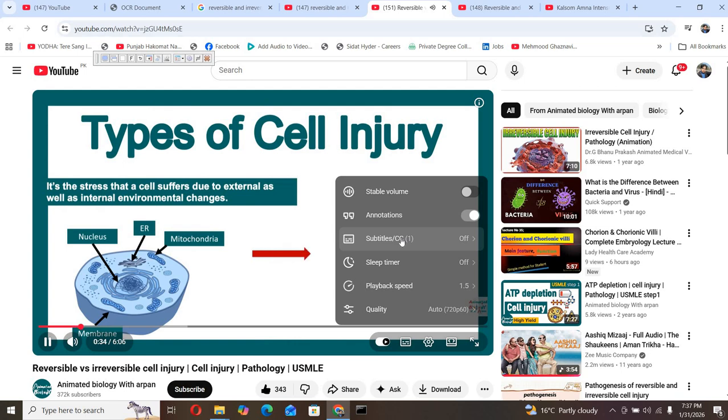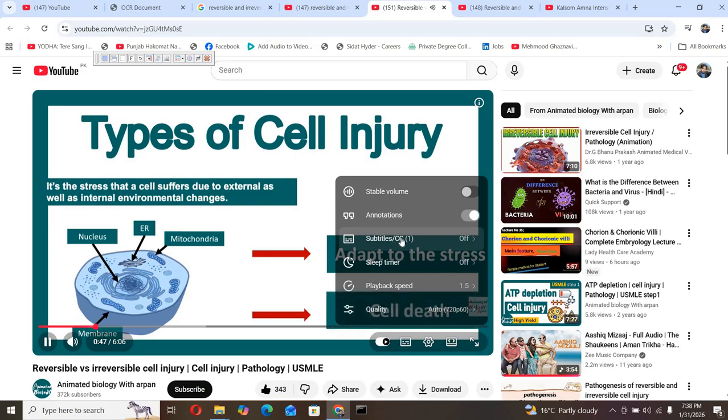So there could be two consequences of injury. One, the cell tries to adapt to the stress and regain its own physiology or function. Another is a more extreme solution: cell death. A non-functional cell would eventually die.